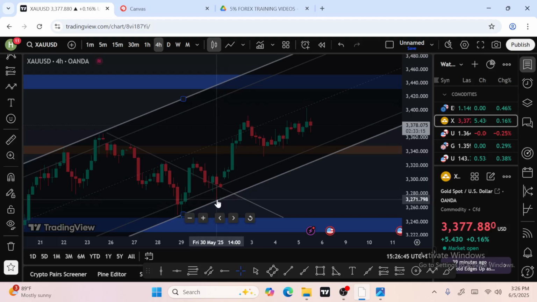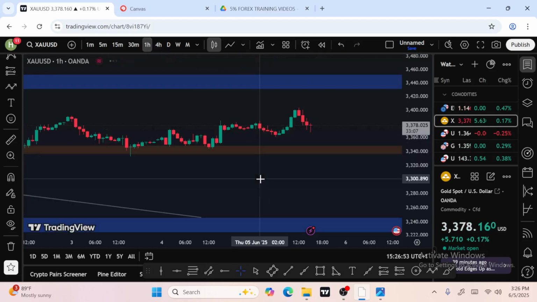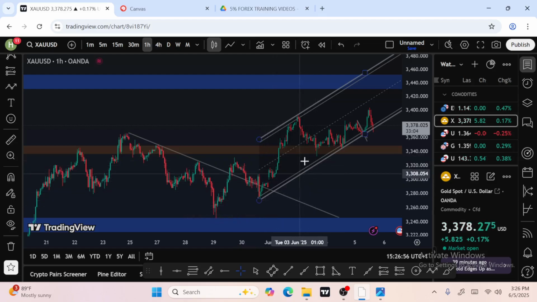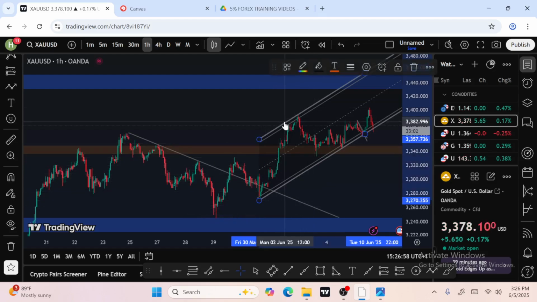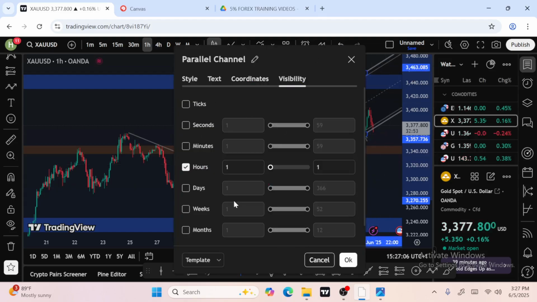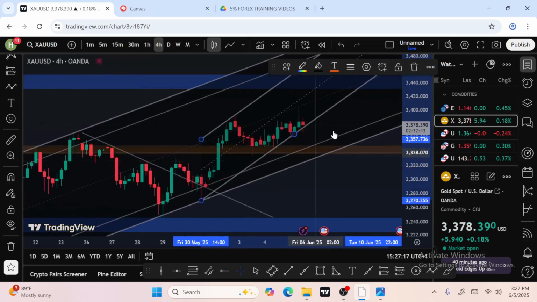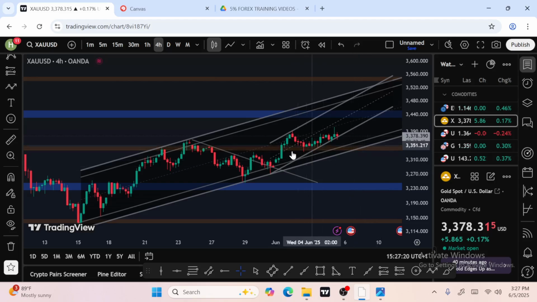Now from this point to this point, you've gotten a retracement to this point, and it's going all the way up. That is what is responsible for this channel here. Let me take this channel and make it visible on 4 hours so you can see it. Settings, 4 hours visibility. Now let's come down to 4 hours and see it. Do you see it now? Boom, boom, straight into the future.